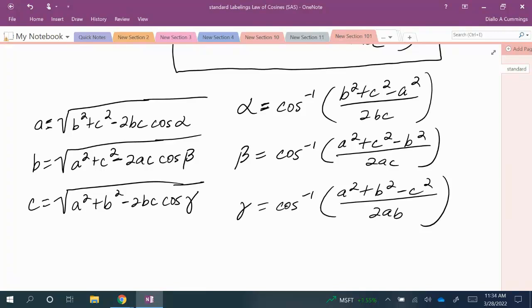All right, so in general, when you see the law of cosines formula, you always only see three. Those are the main three with a squared, b squared, and c squared. But from those three main formulas, you can derive these six formulas. All right, so we'll be referring back to this as we work through some of the examples.